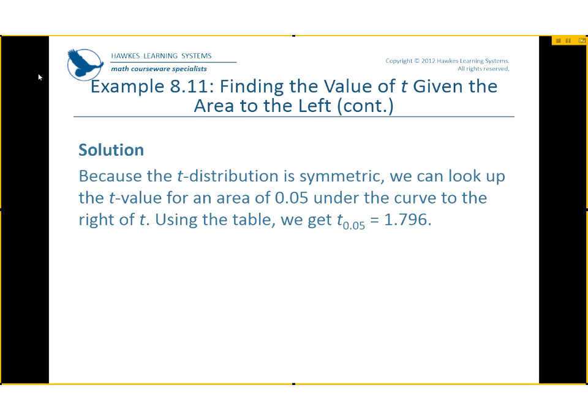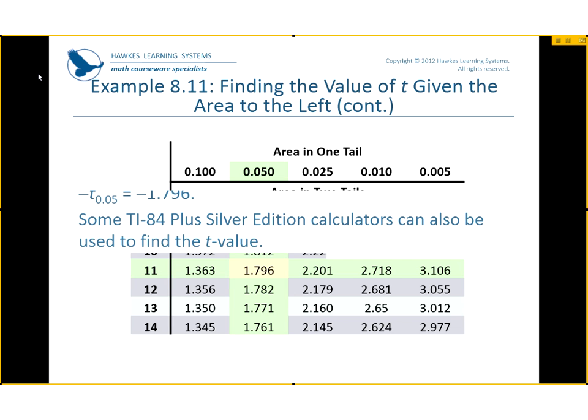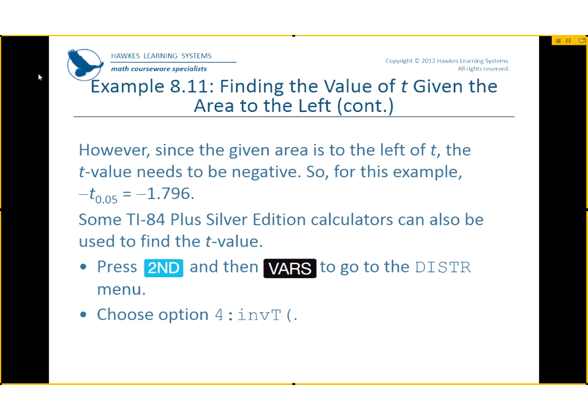So we look here. Because it's symmetric, we can look up the t value for an area of 0.05 to the right of the t. So remember, the table is different from the normal distribution. You'll look it up in the table, and you get 1.796, because the area was 0.05 and the degrees of freedom were 11. But then from there, you're going to flip the sign, because instead of going to the right, you're going to the left. You can also do this with your calculator. If you go second bar, number 4 is inverse t.